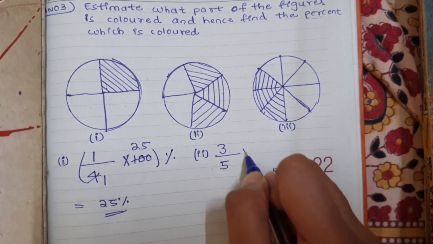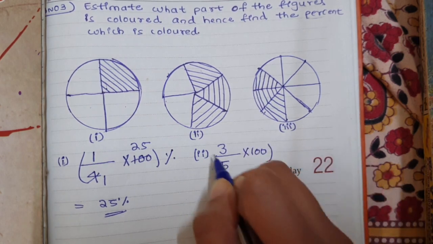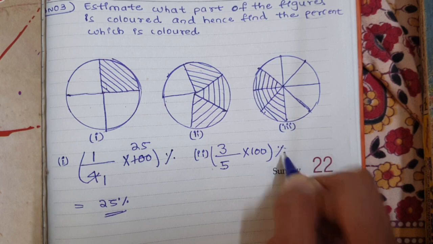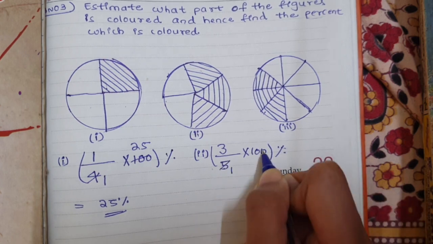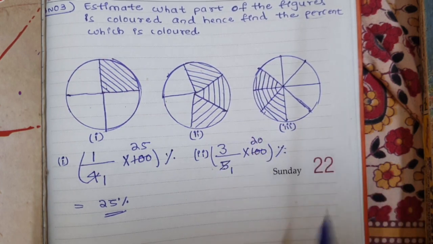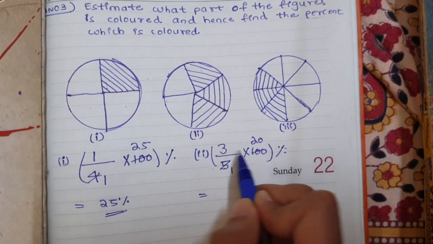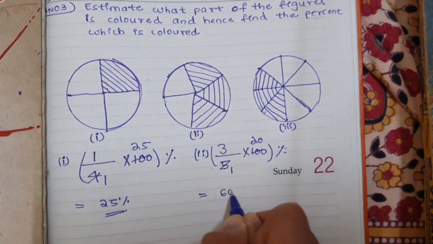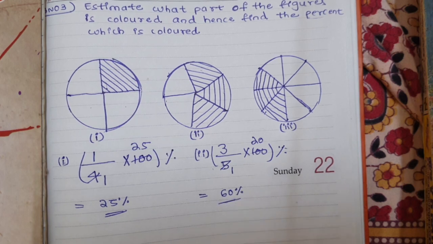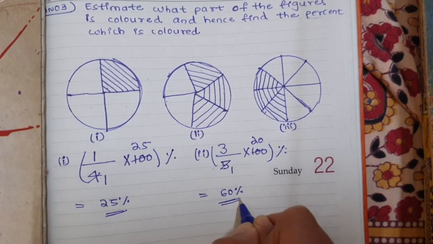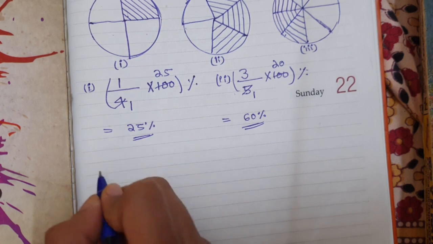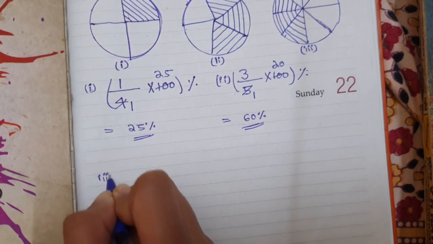Now how to convert this into percentage? Just multiply this with 100 and put a percentage symbol. Now simplify this. 5 ones are 5, 5 20s are 100. So the answer is 3 into 20. 3 into 20 is how much? 3 into 20 is 60. This is the final answer. Now let us move to the third figure.